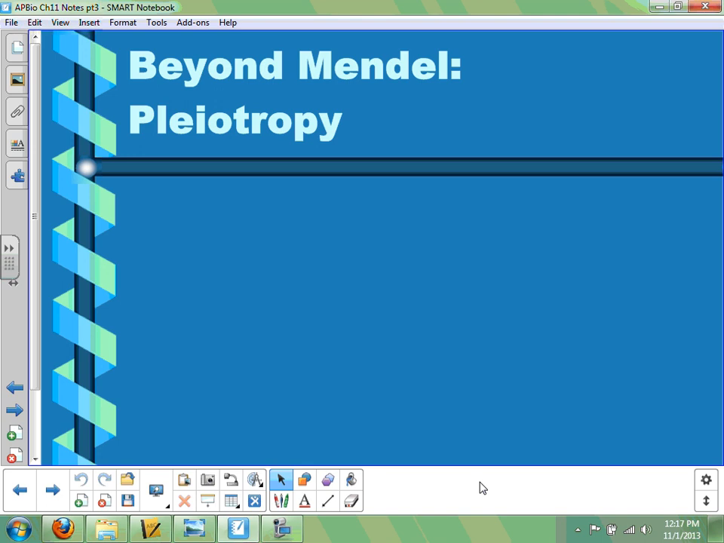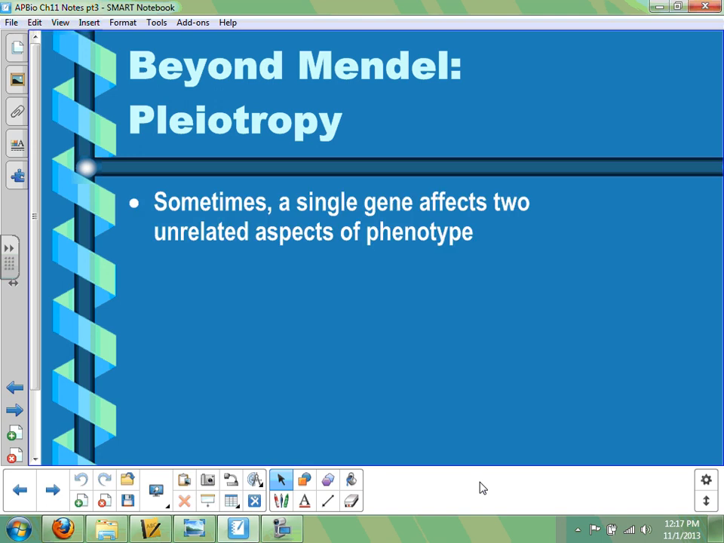Another thing Mendel didn't discover is something called pleiotropy, which in a way is kind of like the opposite of epistasis. In pleiotropy, one single gene pair, one single locus on a chromosome, can affect two different things about your phenotype.